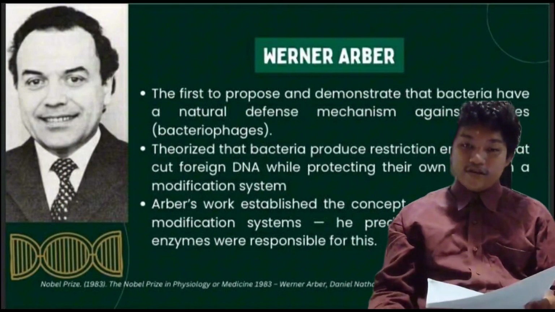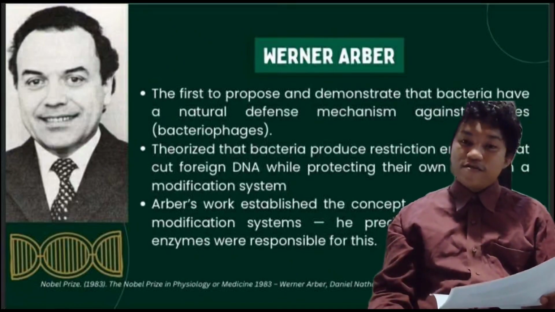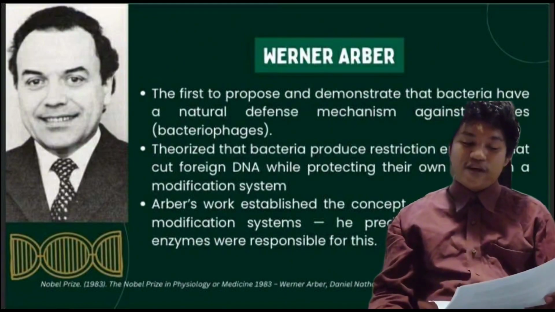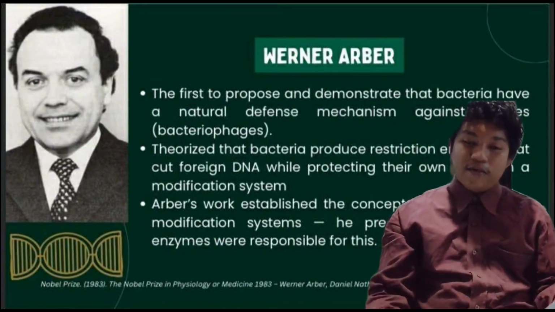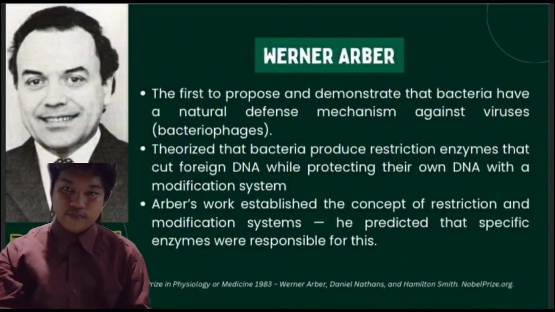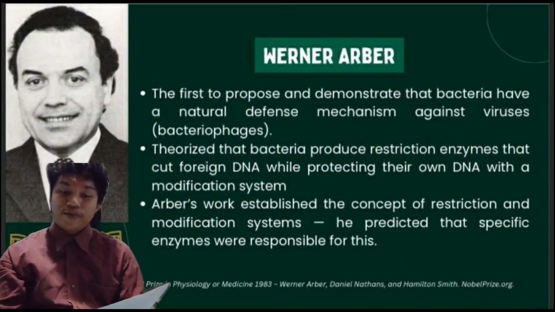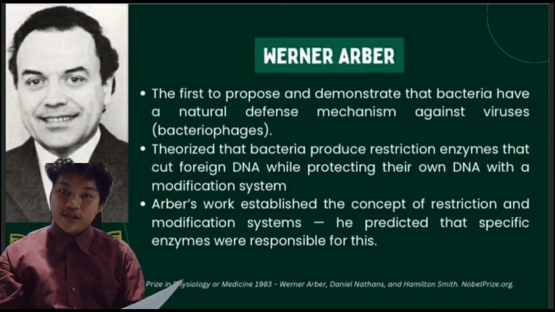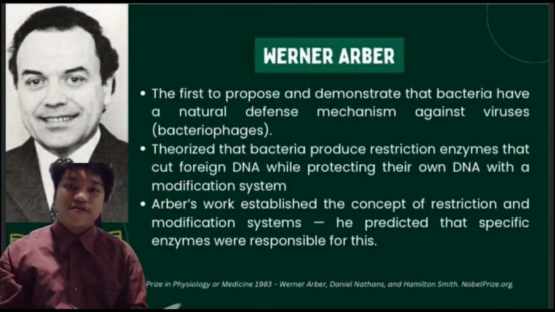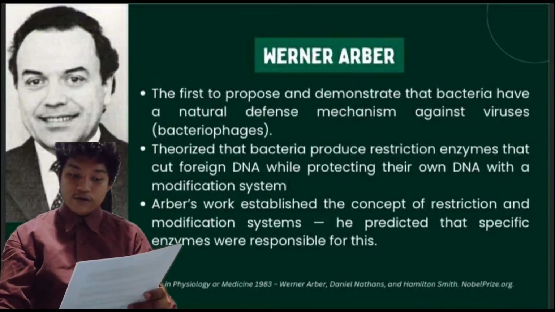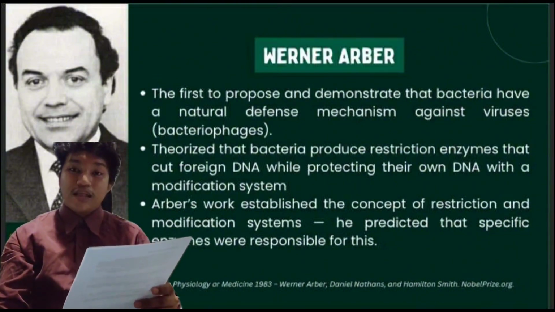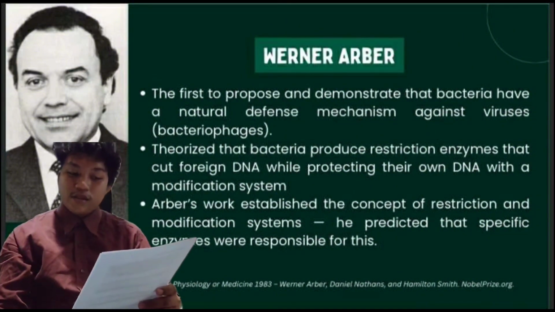In the 1960s, Werner Arber at the University of Basel was the first to propose and demonstrate that bacteria have a natural defense mechanism. He theorized that bacteria produce restriction enzymes that cut foreign DNA while protecting their own DNA with a modification system. Arber's work established the concept of restriction and modification systems. He predicted that specific enzymes were responsible for this.